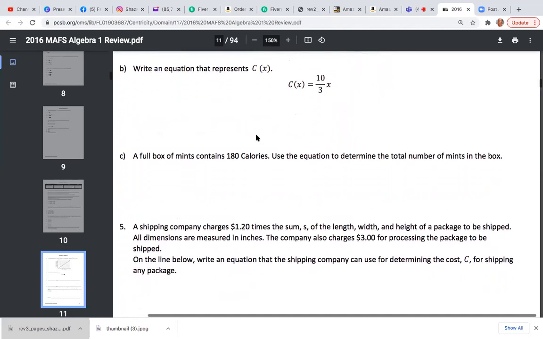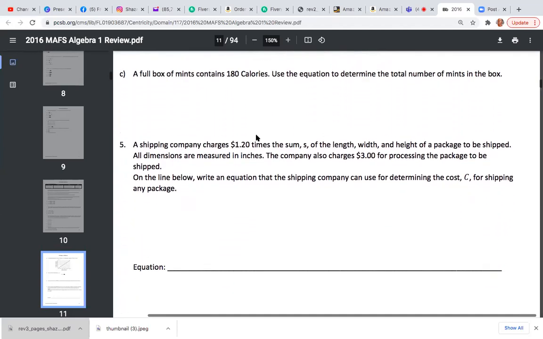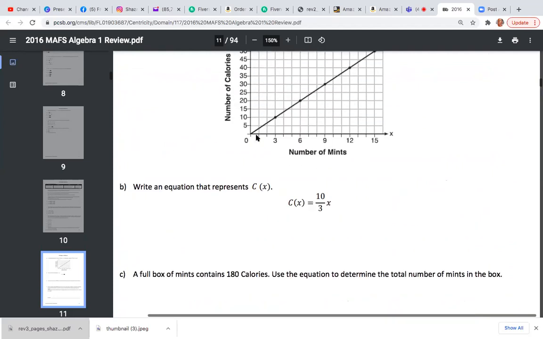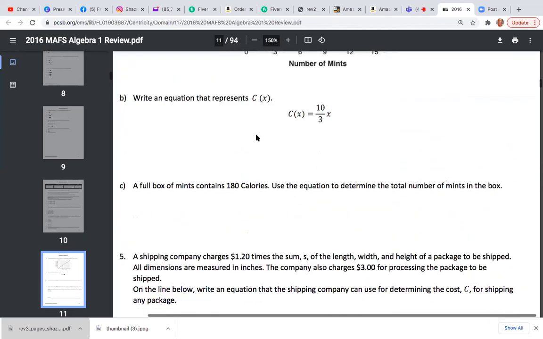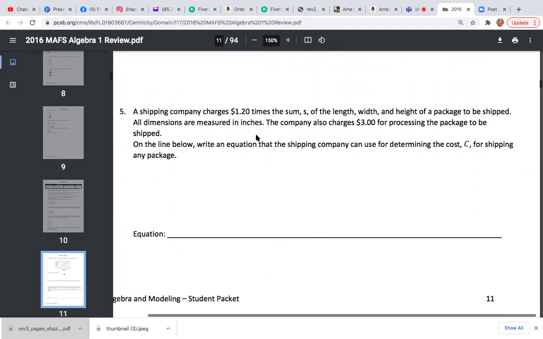Okay, I think I'm gonna bypass that one, guys, because we can't fit the entire thing on here, even if we were to try. I'm gonna bypass that one. Okay, let's go to this one right here, guys.